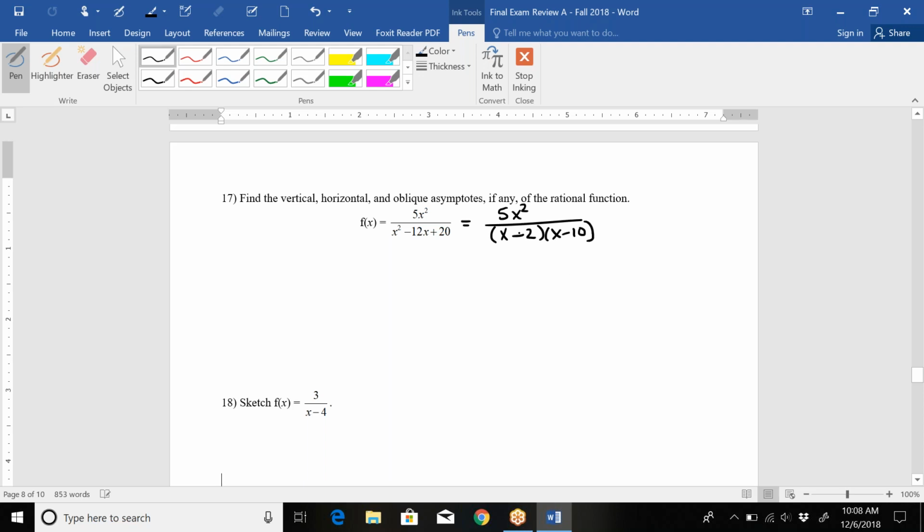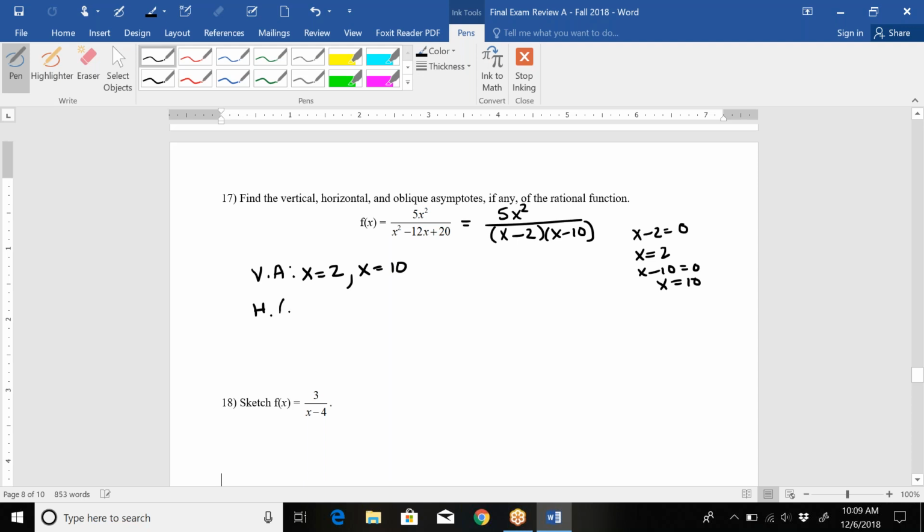So notice that doesn't cancel with anything on top, but your vertical asymptotes are anything that is in the denominator that does not cancel out. So we actually have two vertical asymptotes. To figure out the equation, because an asymptote is always an equation, you set it equal to 0 and move it over. So one of my vertical asymptotes is the vertical line x equals 2. The other one is going to be x equals 10.